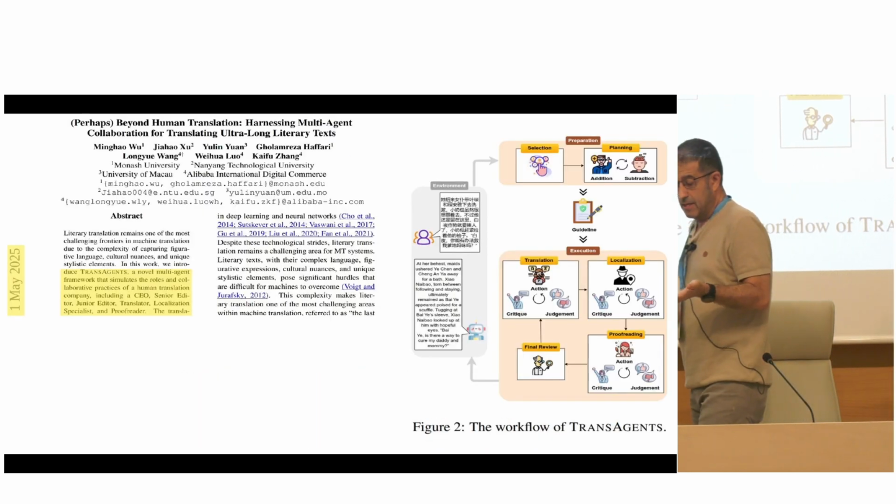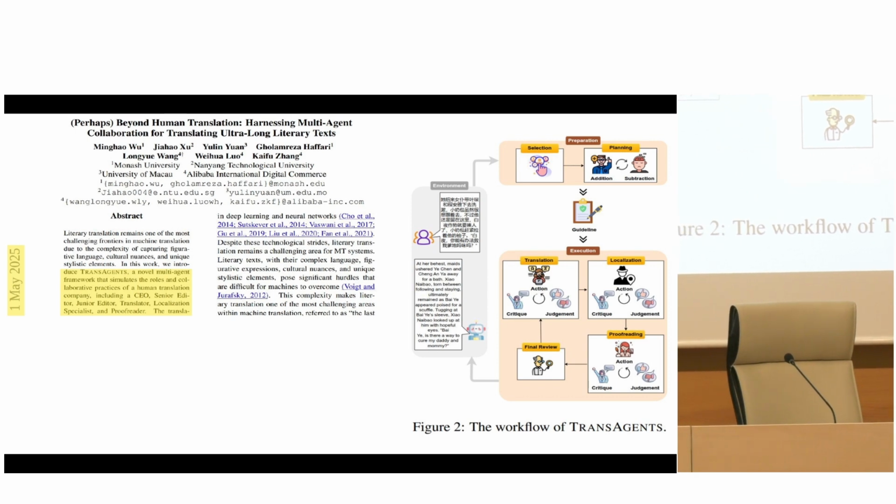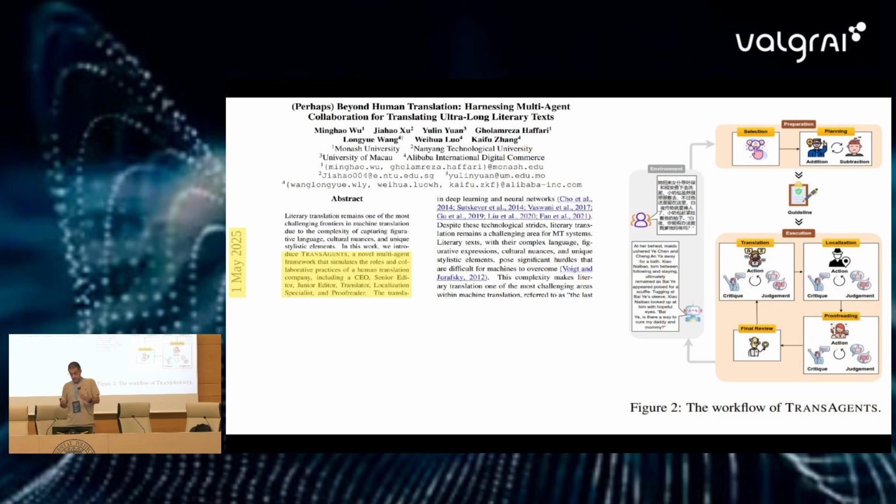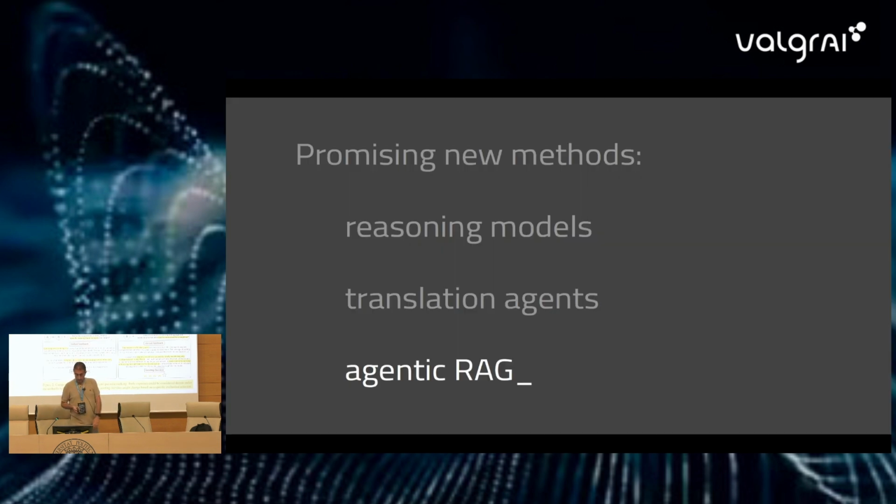So we can, again, transpose all these ideas to the field of machine translation by having different roles, for example, a senior editor, a junior editor, a translator, a localization expert, a proofreader, and they cooperate by using natural language in order to perform the translation.